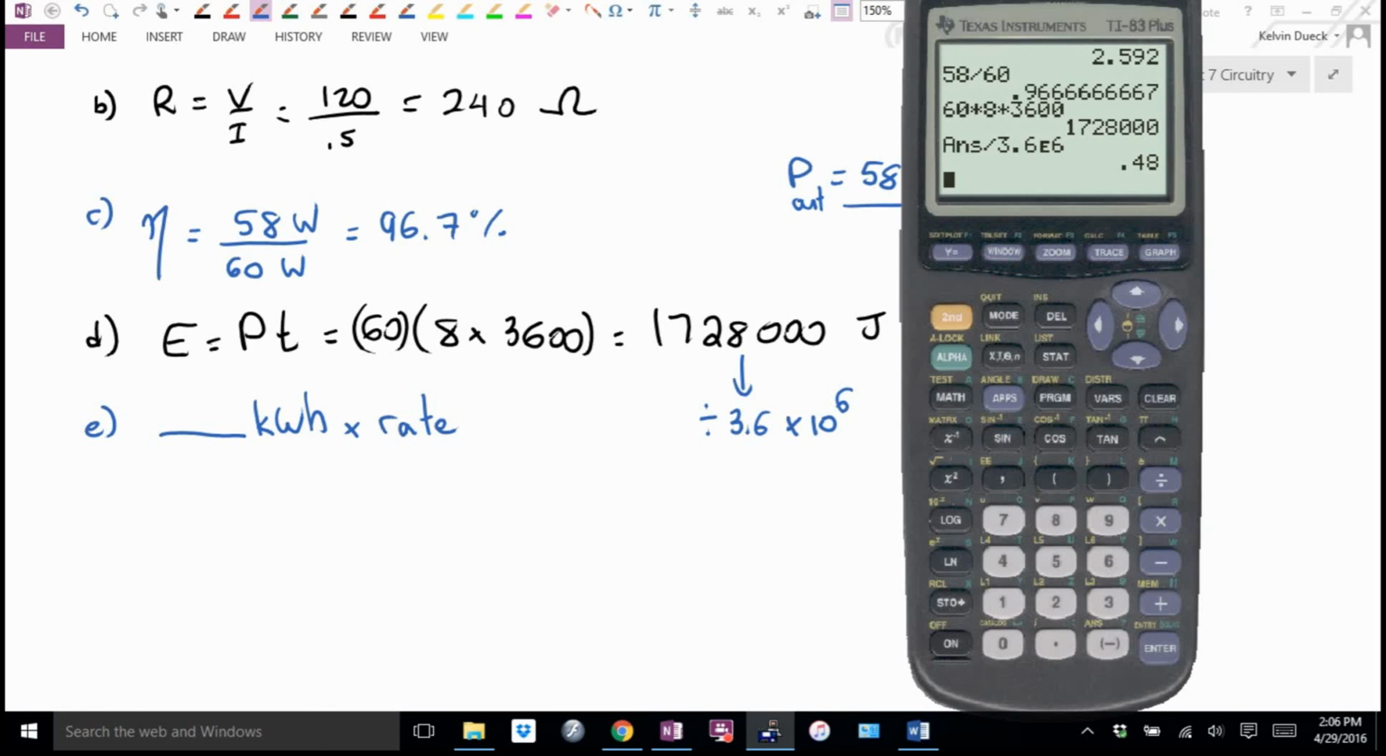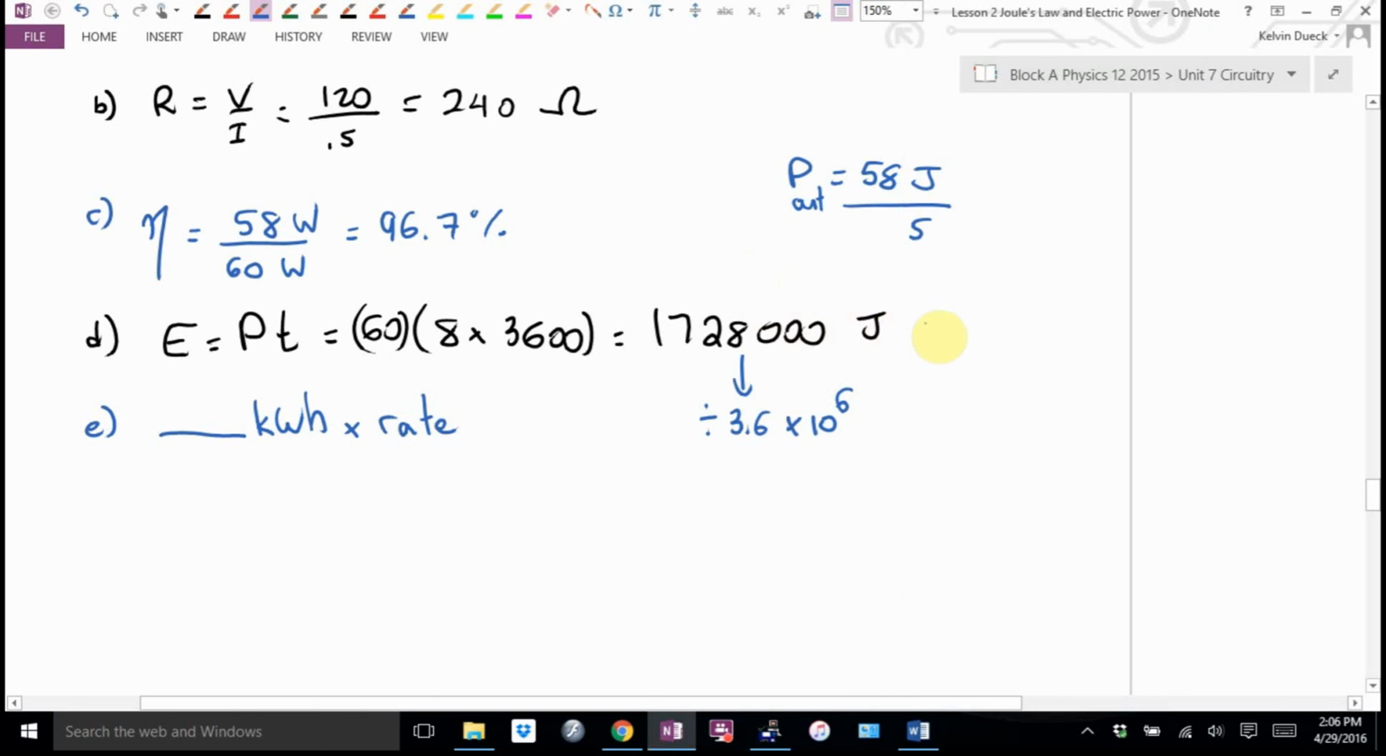How many kilowatt hours is 1,728,000 joules? Almost a half a kilowatt hour. Equals 0.48 kilowatt hours. By the way, common mistake, kids think kilowatt hours are power. No, it's power times time. It is energy. So it's going to be 0.48 times, I've scrolled down, Travis, what is the rate per kilowatt hour here? 6 cents?